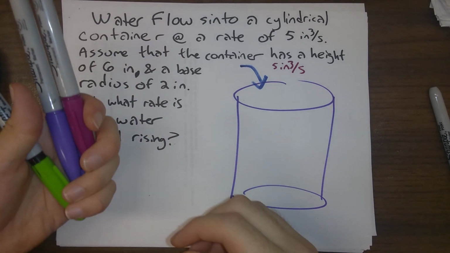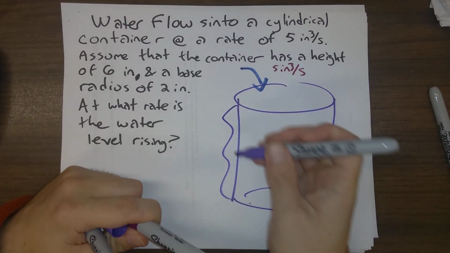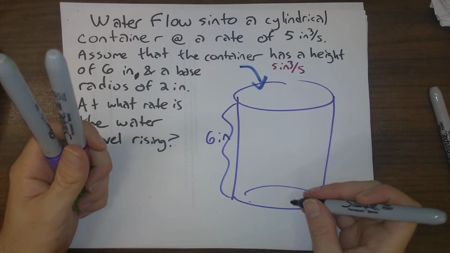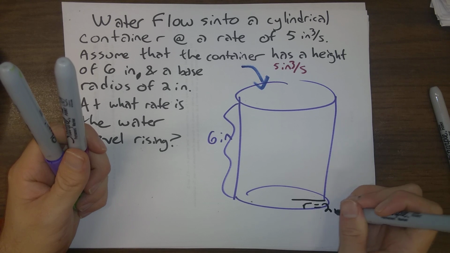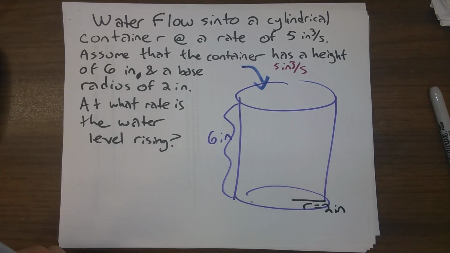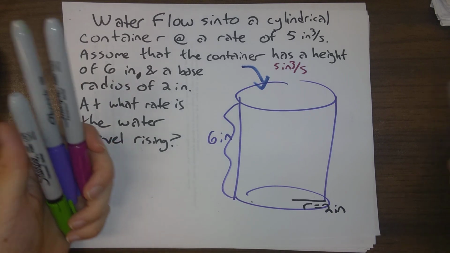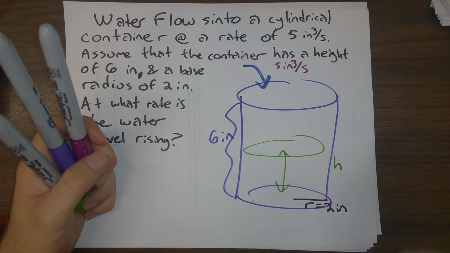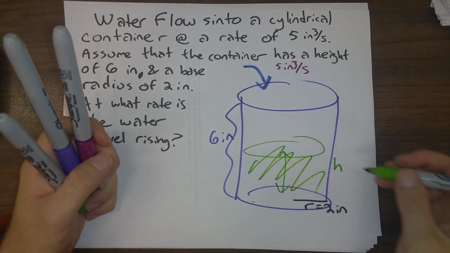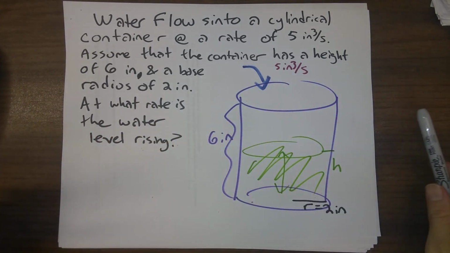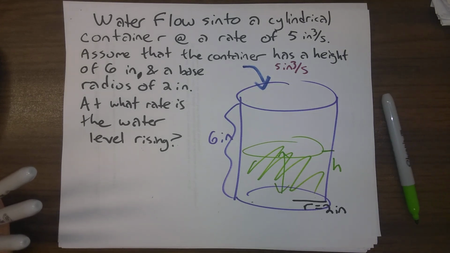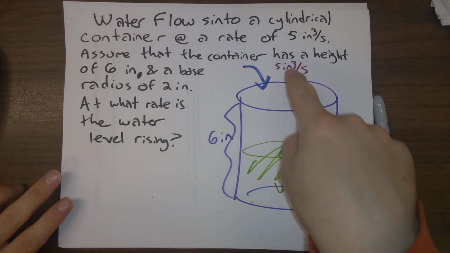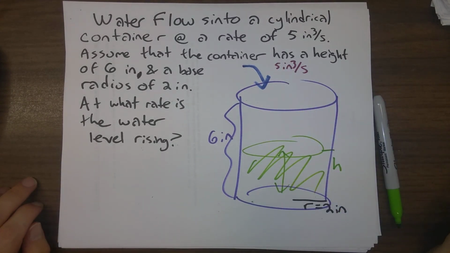How big is our container? Our container has a height of 6 inches, and it has a base radius of 2 inches. And so the question is, at what rate is the water level rising? So right here, let's say this is how much water is currently in there, and the height of the water in our cylinder is h, and so we're trying to figure out how fast is h changing if this is how much water, 5 cubic inches per second, we're pouring in.